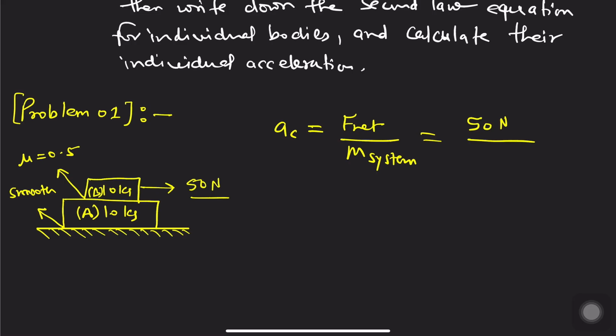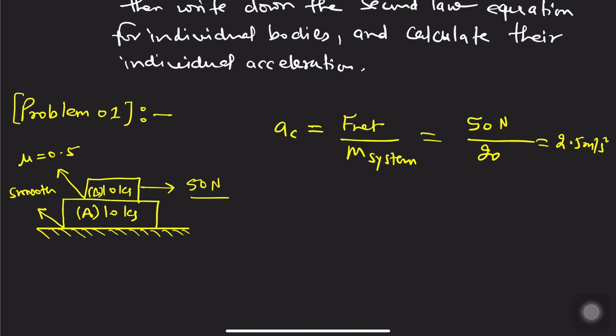If you see on this whole system, in the horizontal direction only 50 Newton is acting, because this is smooth, so there is no friction here. So only the 50 Newton is acting in the forward direction. So 50 Newton is the net force in the x direction, and the system's mass is 20 kg. So this is 50 divided by 20, that is 2.5 meter per second square. This should be the common acceleration if they are moving together.